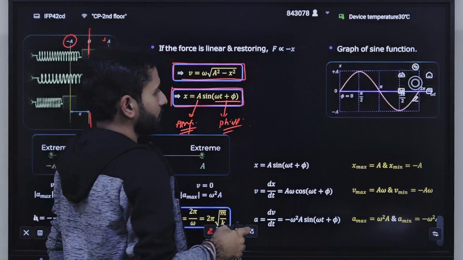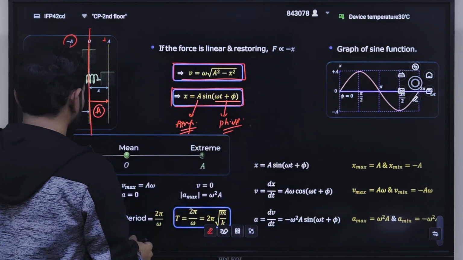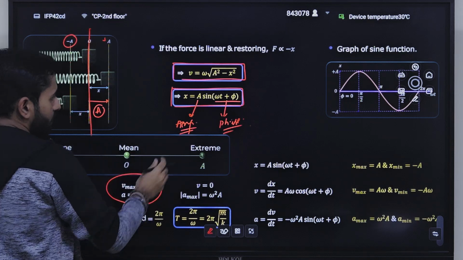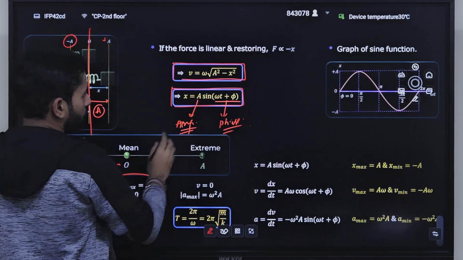Now what is the graph? The graph will be a sine function for this position, as x equals A sin. This is the mean position, this is the extreme position. Here maximum velocity is there. That means you put x equal to 0. At the mean position x is equal to 0. Put x equal to 0.